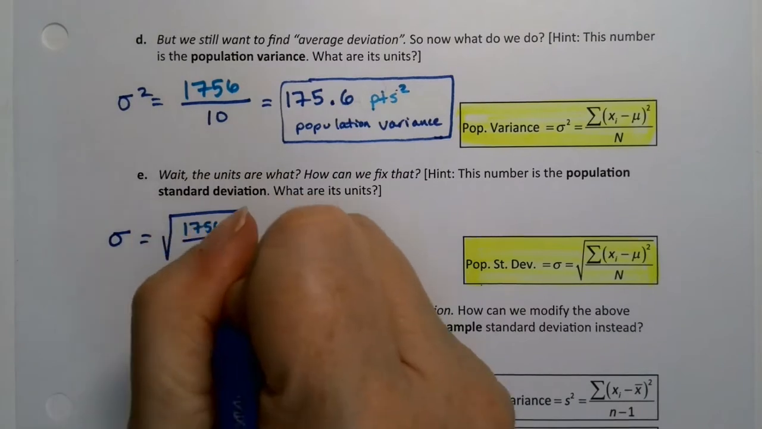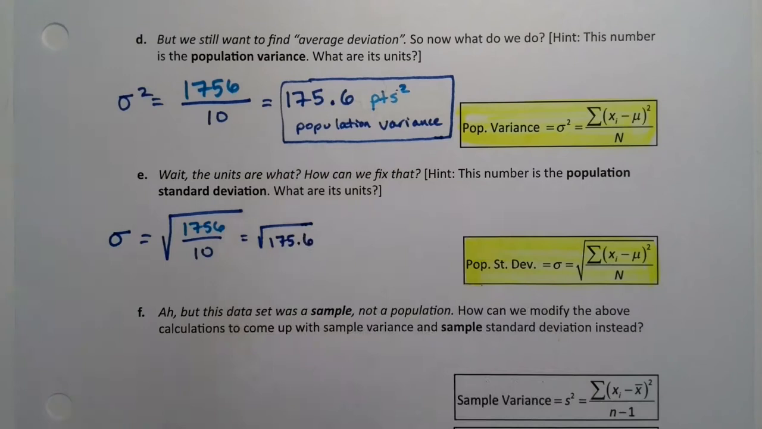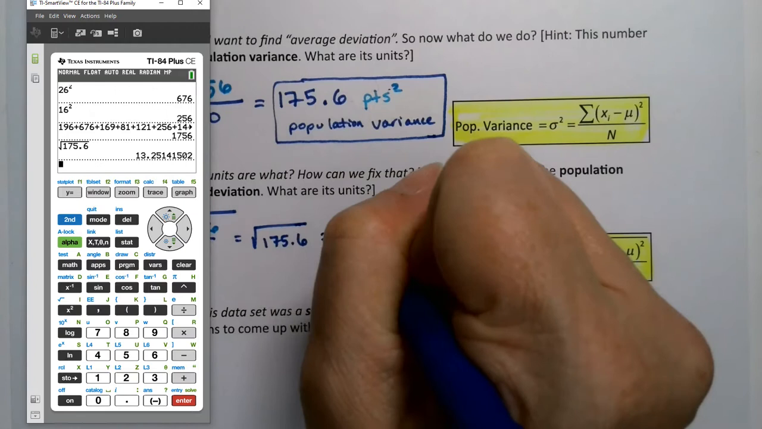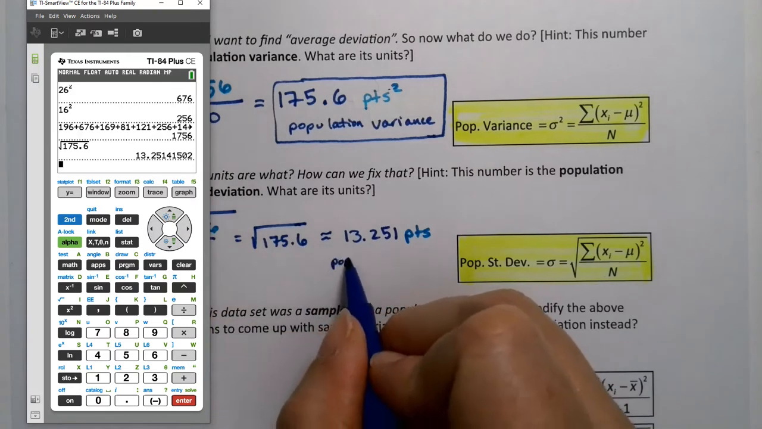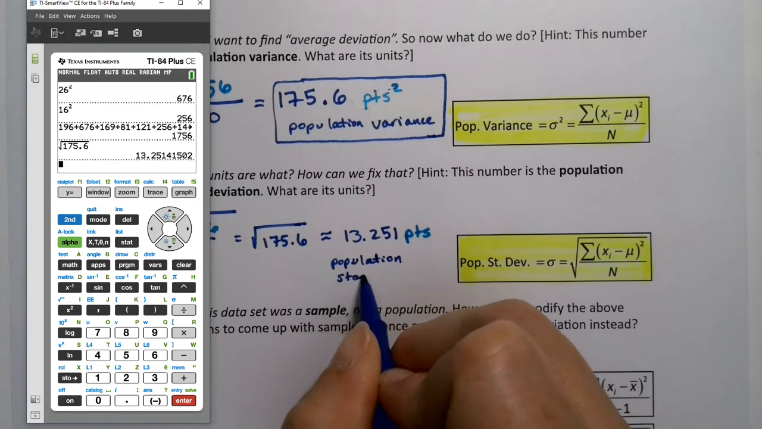over 10. In other words, it's the square root of 175.6, which we would grab a calculator for. Square root is above the x squared button right there. So I hit second x squared, 175.6, enter. And I get 13.251. That has points as its unit. That is the population standard deviation.